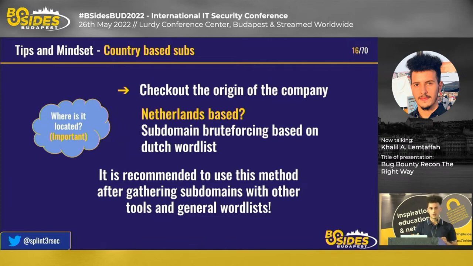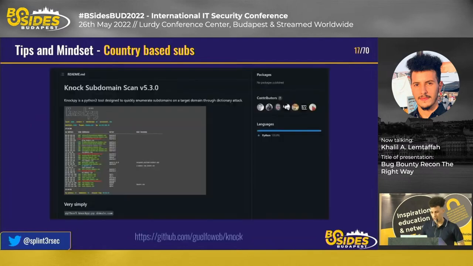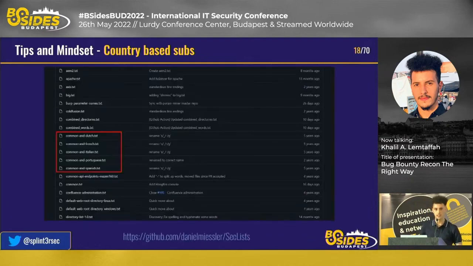You should always check the origin of the company, because, for example, if a company is based in the Netherlands, you can brute force subdomains using a Dutch wordlist. So you have the target and you brute force its subdomains using Dutch words since it's located in the Netherlands. It is always recommended to use this method after gathering subdomains with other tools and general wordlists. I did an experiment for this, using Knockpy, a subdomain brute forcing tool that works through dictionary attack and is available on GitHub. I combined it with a Dutch wordlist from SecLists.